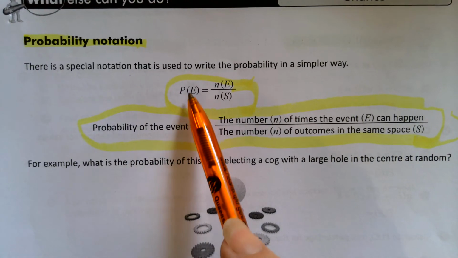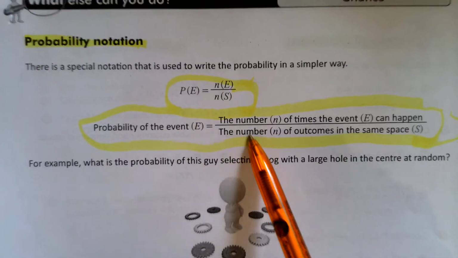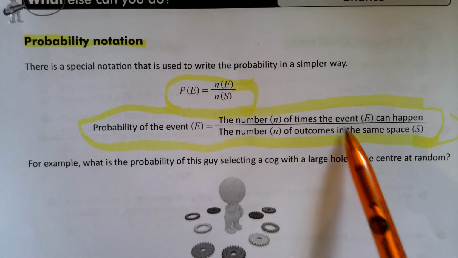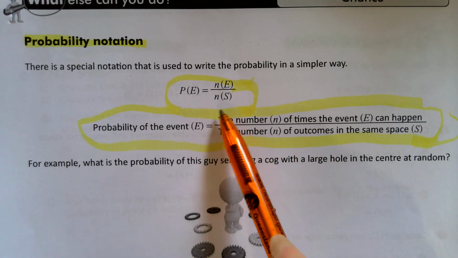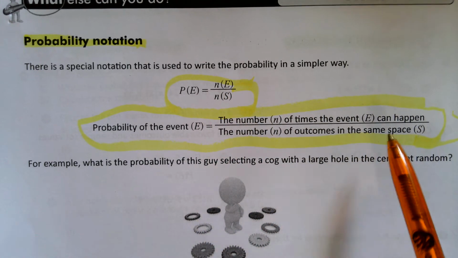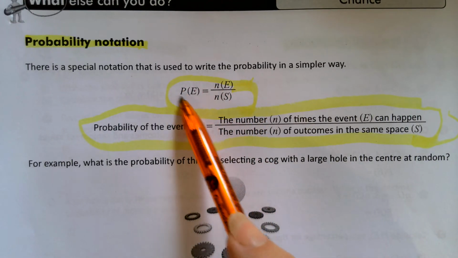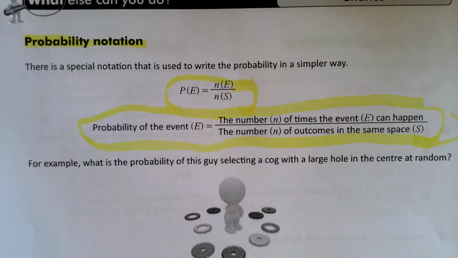So the probability of the event, and you write the event in there, equals the number n of the event that we are after, over the number n of the sample space. So this is now our formula. Copy that down.